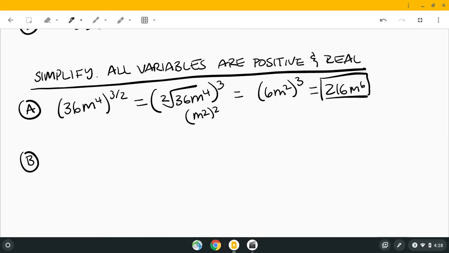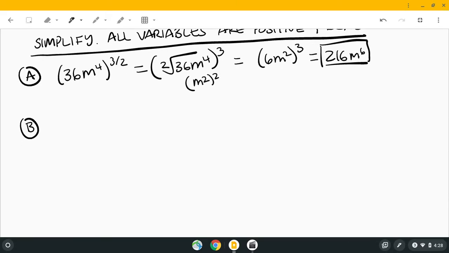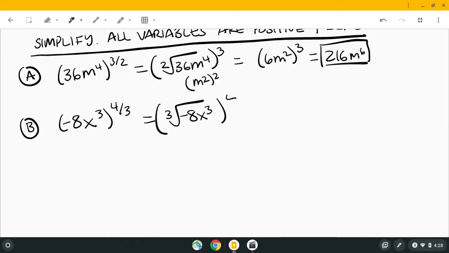Let's take a look at another one. Negative 8x cubed raised to the 4/3. Again, this means cube root. So we're going to be taking the cube root of this and then raising our answer to the 4th power. The cube root of negative 8 is negative 2.